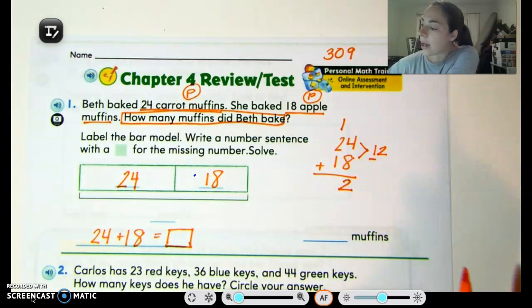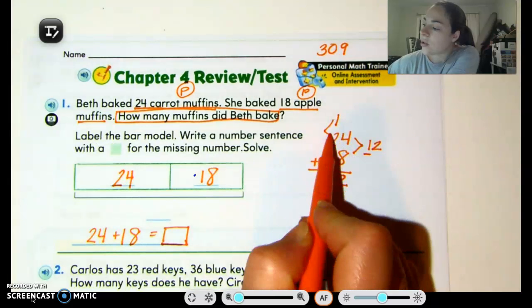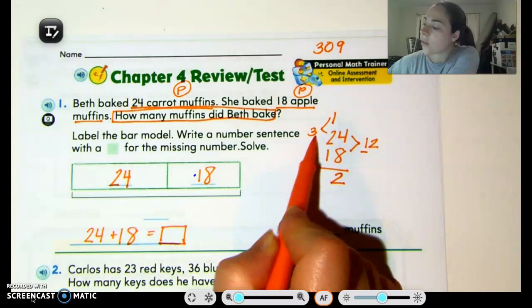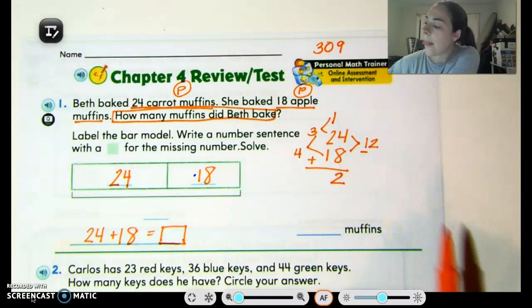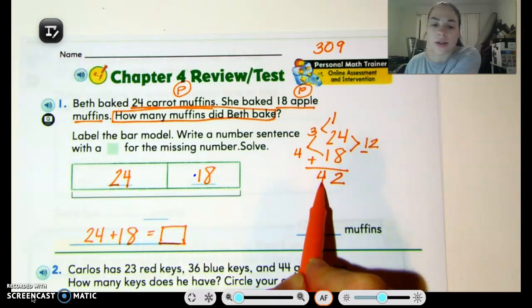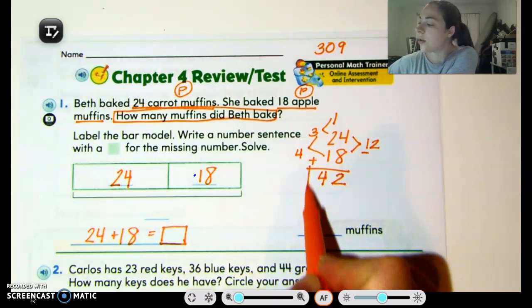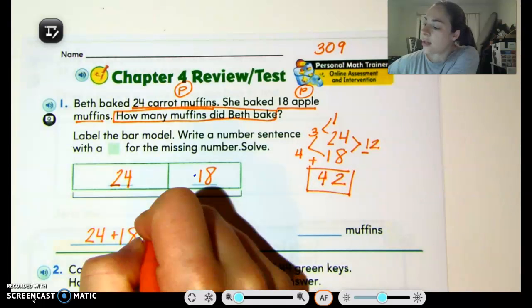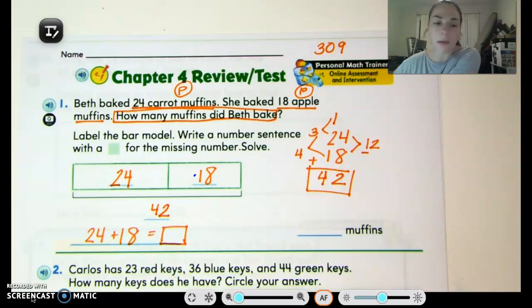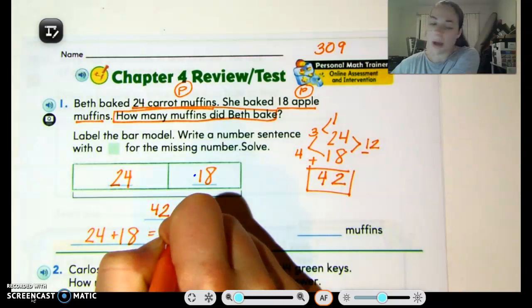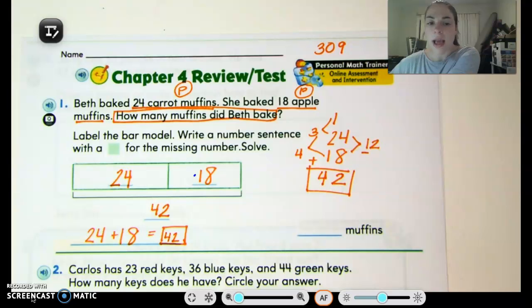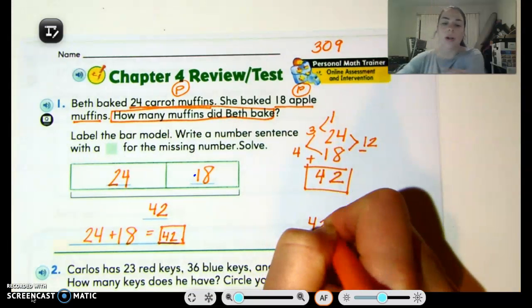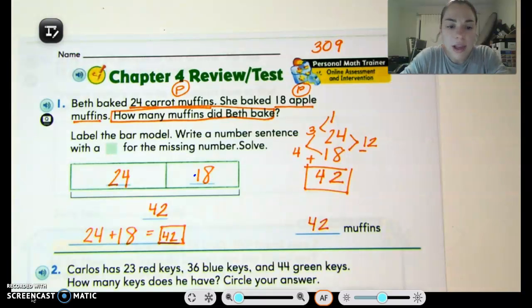And now I'm going to add my tens. 1 plus 2 is 3. 3 plus another 1 is 4. That 4 is going to go in the tens place. So what's our sum? 42. So I'm going to write 42 as my whole on my bar model. I can fill in 42 in my box. And what did we solve for? What was the question? How many muffins did Beth bake? So Beth baked 42 muffins. Give me a thumb if you feel pretty confident with that question.